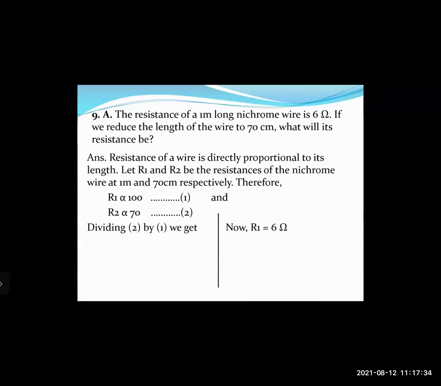So what do we get? Dividing equation 2 by 1, we get R2 by R1 equal to 70 by 100. So R2 equals 70 by 100 into R1. Now R1 we have as 6 ohms. So R2 is equal to 70 by 100 into 6. So R2 value we get is 4.2 ohms, right? Again, you can take a screenshot of this.